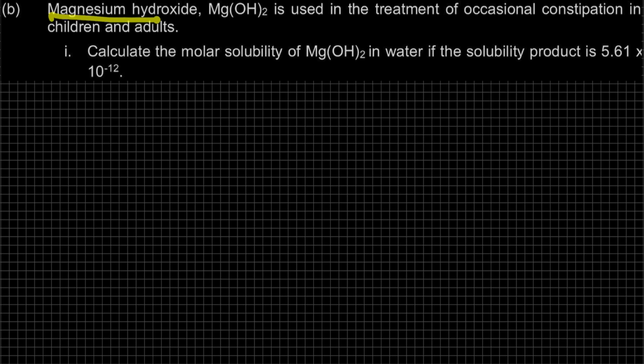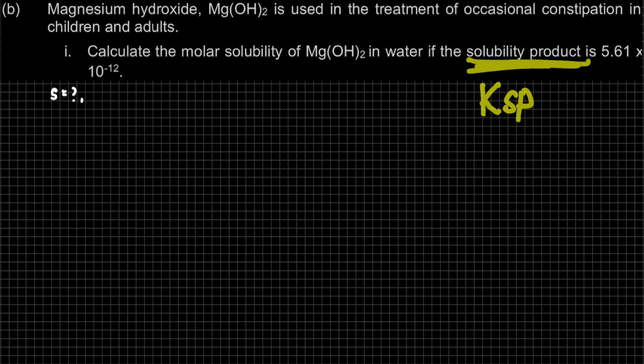Question B, magnesium hydroxide, Mg(OH)2, is used in the treatment of occasional constipation in children and adults. Question 1 Roman, calculate the molar solubility of Mg(OH)2 in water if the solubility product is 5.61 exponent -12. So molar solubility means the question asks us to find our molar solubility, which we denote as S. Given the solubility product, which we usually call Ksp, in this case this is Ksp.